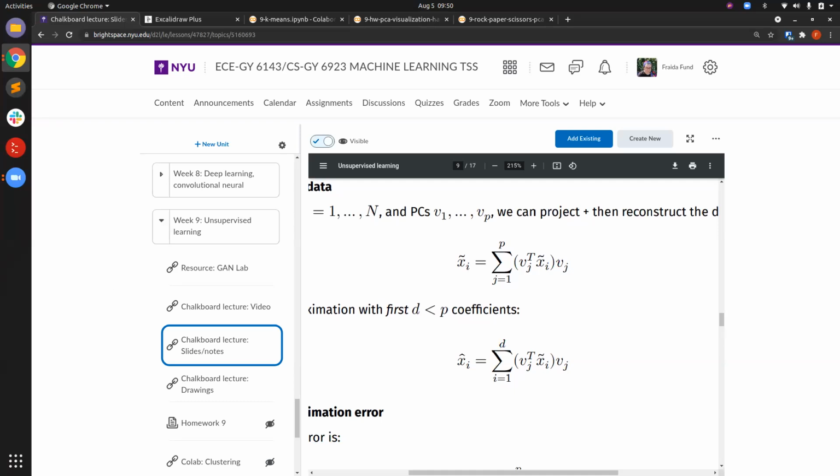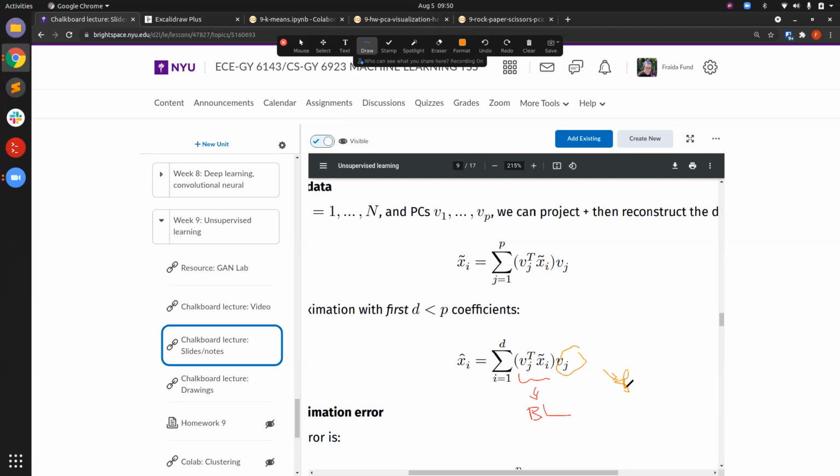So let's just review what this visualization shows us. This is in the bottom left of the image. This is in the bottom right.